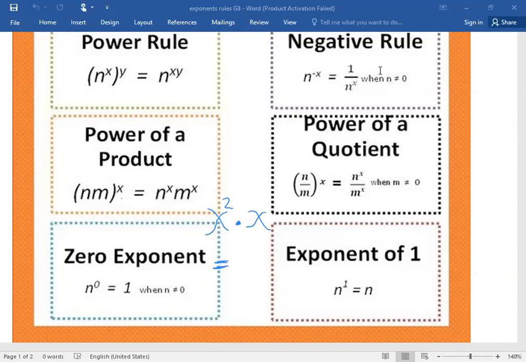Who will tell me the answer? Miss, can I say? No, I'm Hannah. Okay, go on. X to the power of 2 times x, it will be how many? 1. Equal 1? No, wait, please. X to the power of 2 multiplied by x. The answer will be how many? Yes, Ahmed Rashwan. Go on.